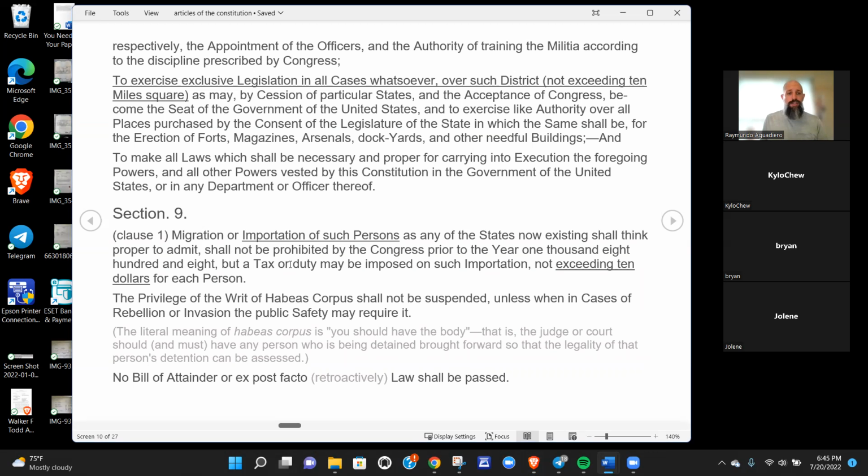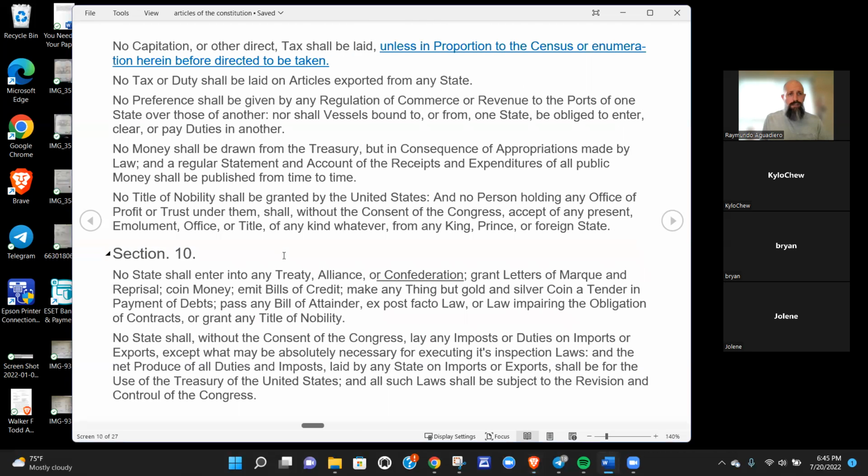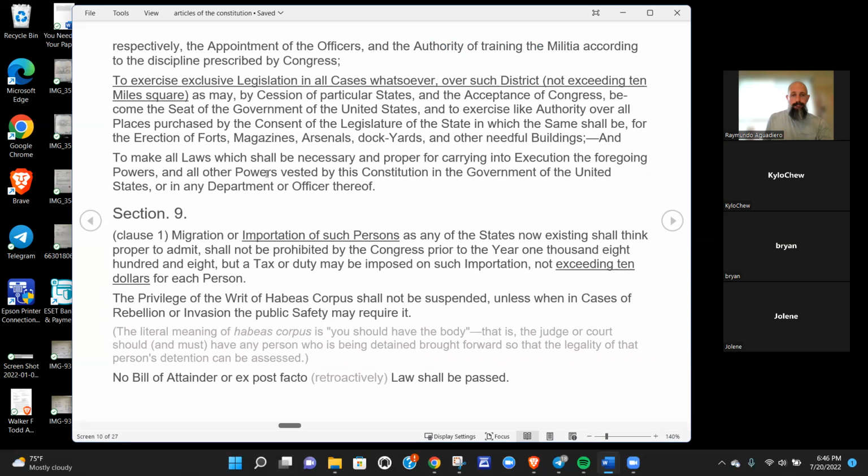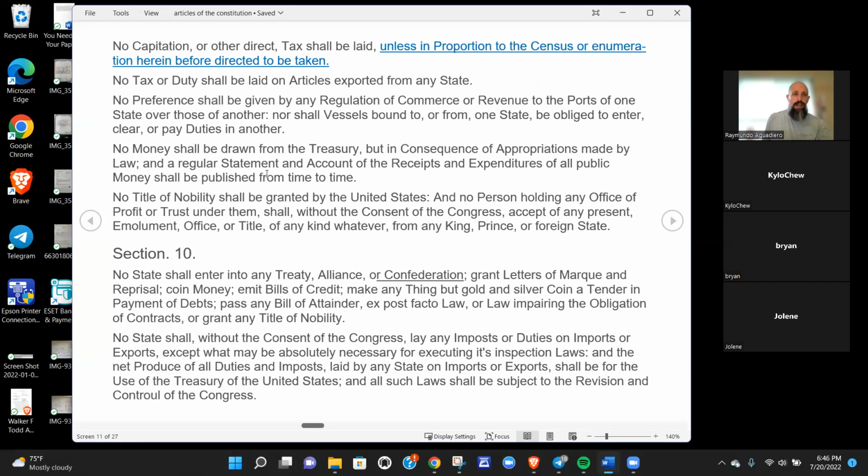So this is the import of persons that we talked about earlier. And then the fourth clause is no direct tax can be used. Capitation is a direct tax on the person, on an individual. So any amendment cannot interfere with how the states import their persons or the fact that they can be taxed. And no amendment can create a tax on an individual.